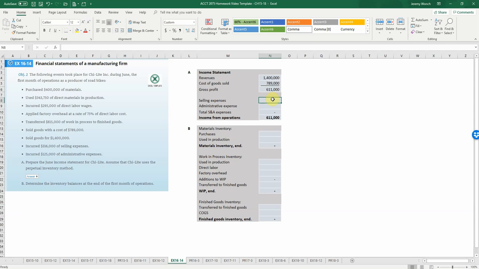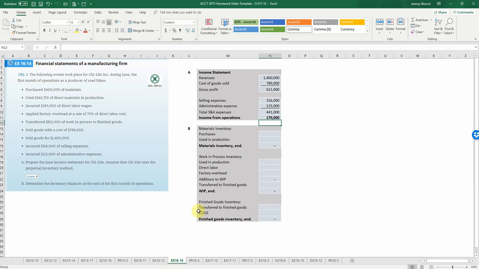And so the next thing we need is our non-product cost, so our period cost of our selling expenses. So it gives us that at 316. And our admin cost of 125. So that's going to give us net income from operations of 170,000. Not too much to it.